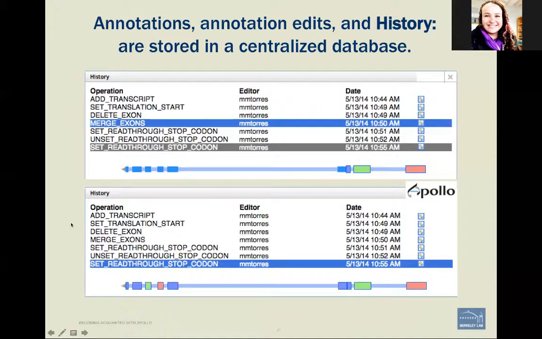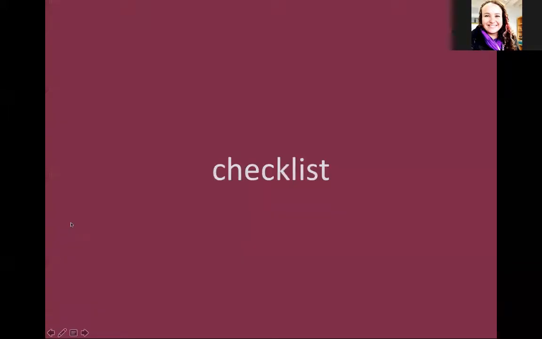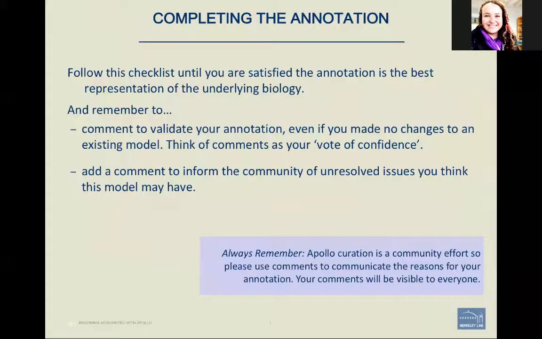Okay, so now that you've gone through the whole travel of conducting your annotation, I put together my personal checklist that I go through in order to realize whether or not I've looked into all of the things that I needed to look at. Just remember, after running through the checklist, that you need to validate your annotation. Even if you've made no changes to it, just comment on it and add information that can help the community. This is a community effort, and your information, your expertise will actually be constructive to the project.